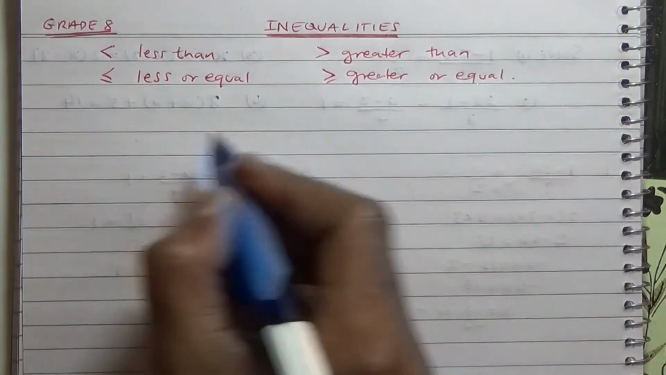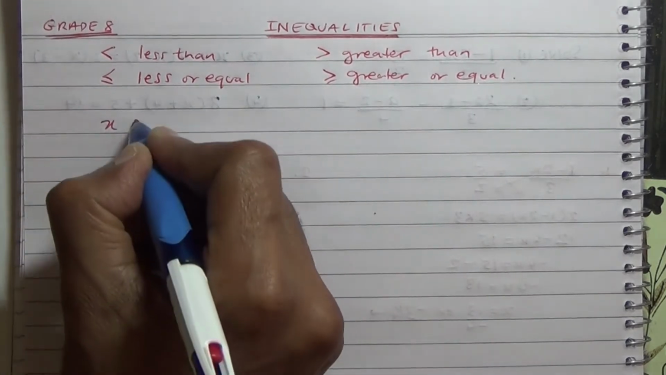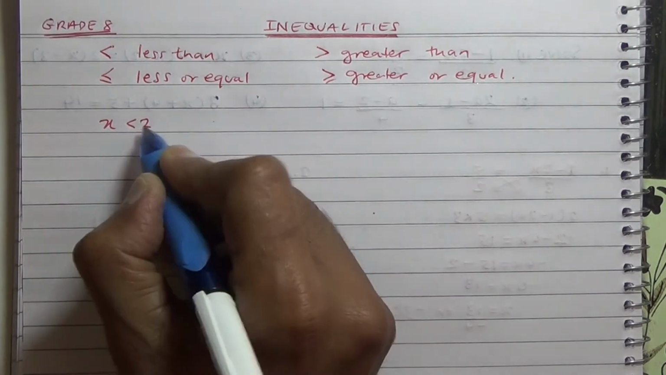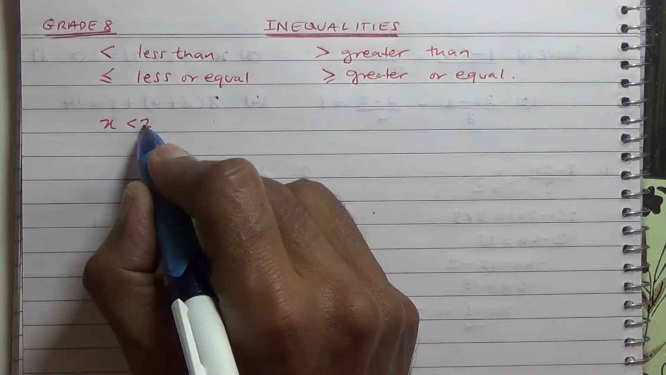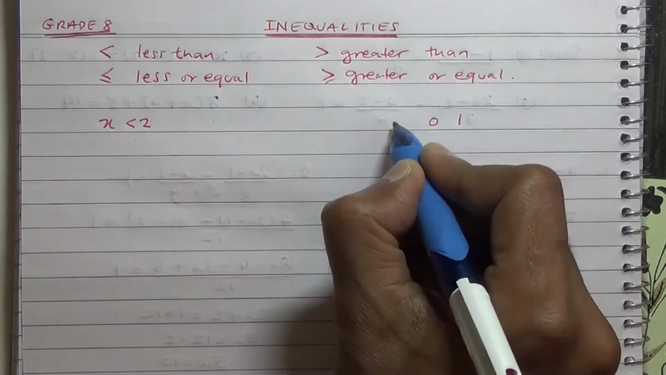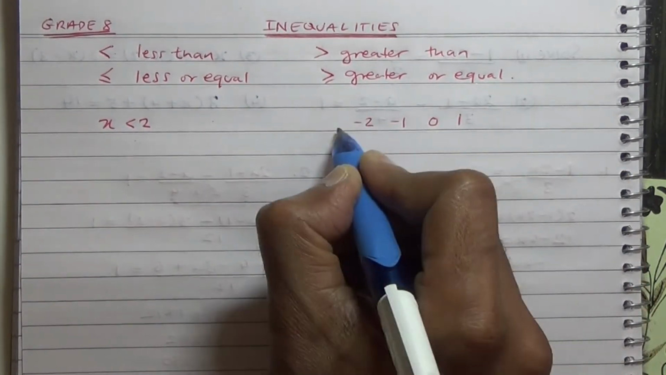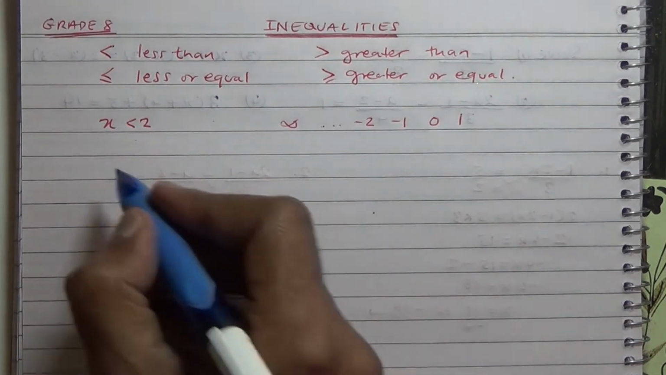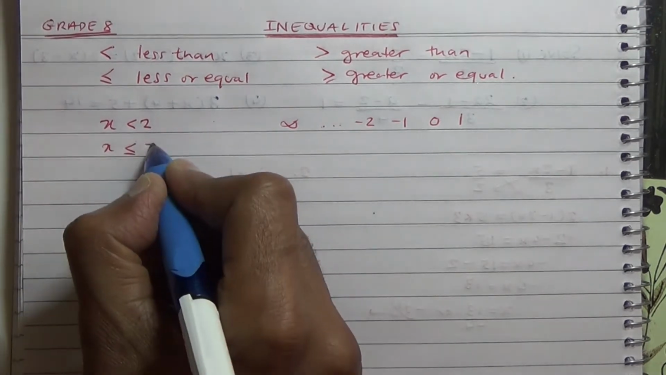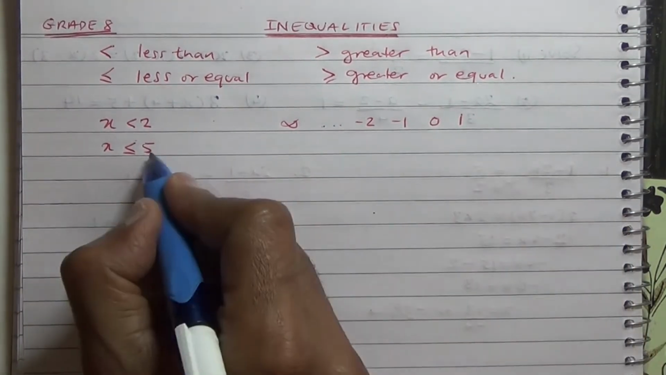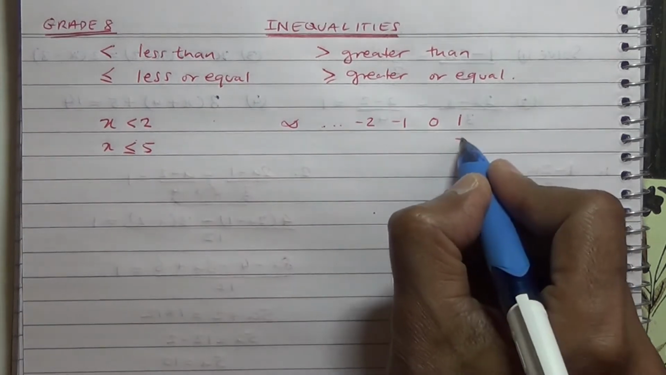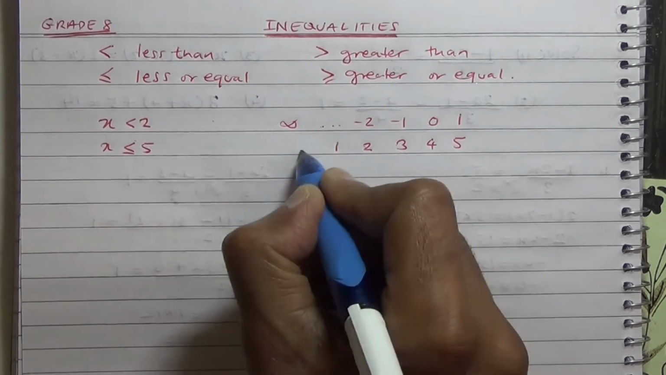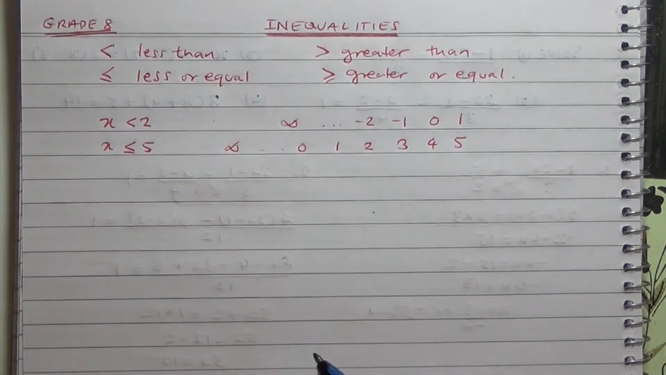For instance, if I say to you that x is less than 2, it means that x can take the values of less than 2, which is then 1, 0, -1, -2, and so on until infinitely. If I say x is less or equal to, say, 5, that means I'm including the 5 because there's an equal sign here. So 5, 4, 3, 2, 1, 0, and so on infinitely.